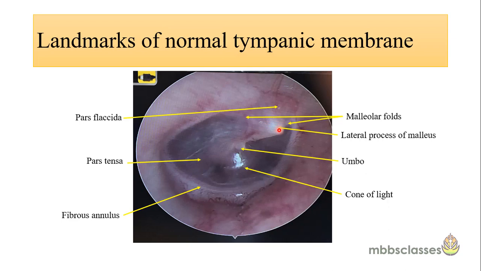condenses from the area of the lateral malleolar process to the respective tympanic spines to form the anterior malleolar fold and posterior malleolar fold. The part of the membrane which is above the malleolar folds is known as the pars flaccida. So this is the pars flaccida, which is above the anterior and posterior malleolar folds.